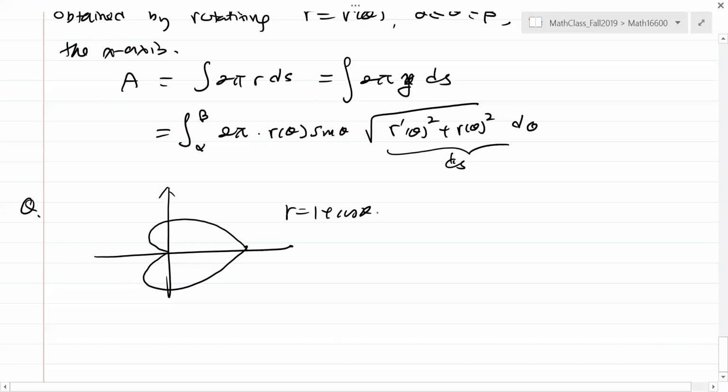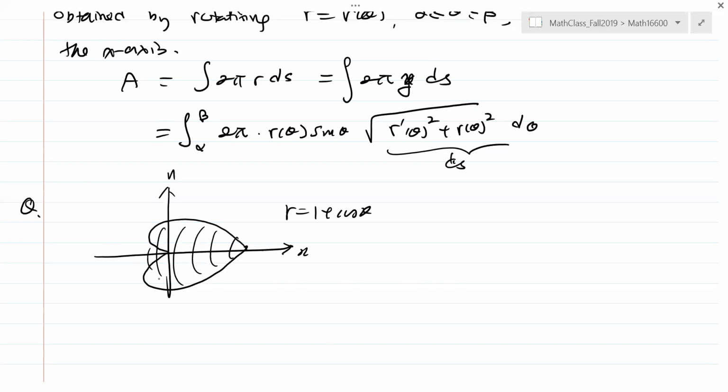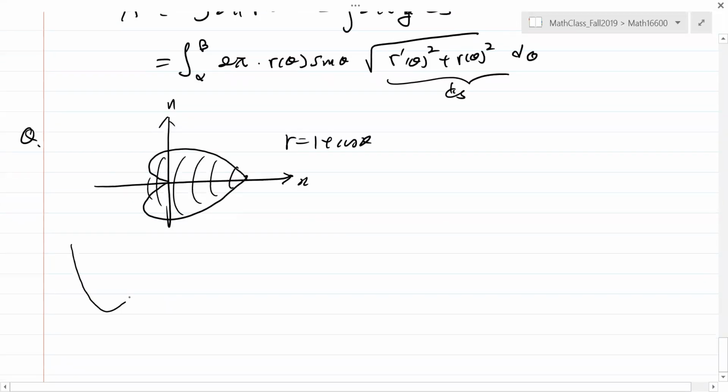So we already found the area, right? We found the perimeter, right? Now let's rotate it about the x-axis, okay? So you get some solid. It's around the solid. So how do we find the surface area of this? Imagine how it looks. If you put it on the top, it looks like that. It's hard to draw it, but inside it looks like that, okay? I don't know how to draw it.